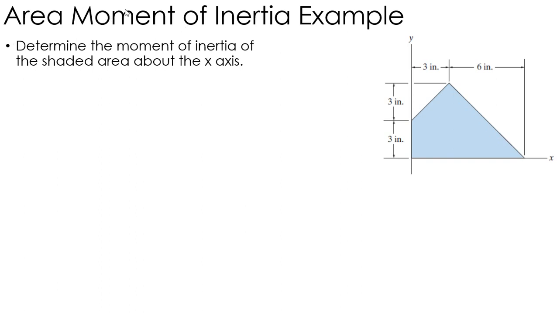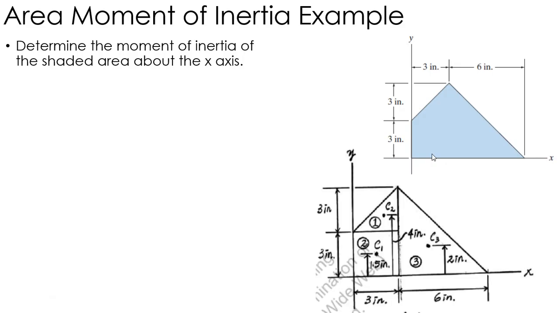For this problem, we want to find the area moment of inertia of this shaded area about the x-axis. The way we're going to do this, we're going to break it up into three pieces as shown here. I've got a little square down in the lower left side, a big triangle right here, and a little triangle right there. What I need from them is the area and the location of the centroid for each one.